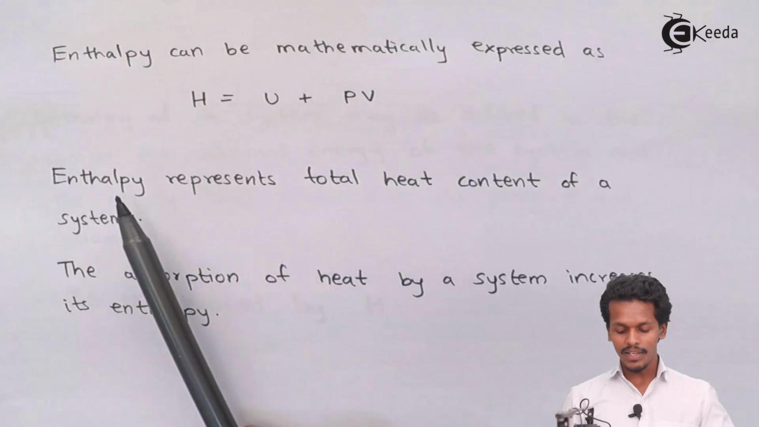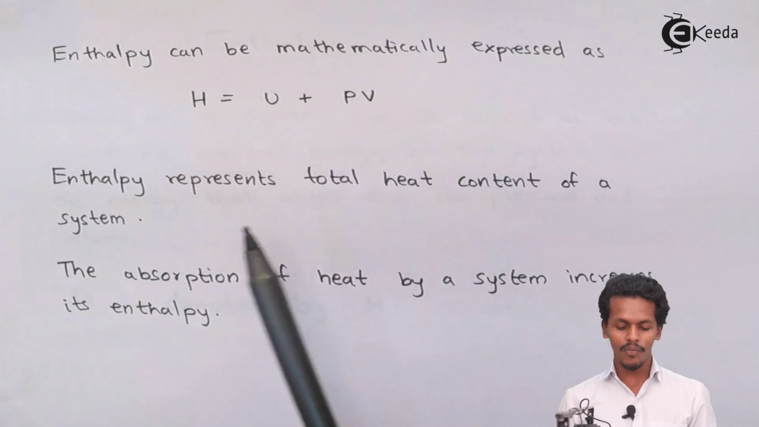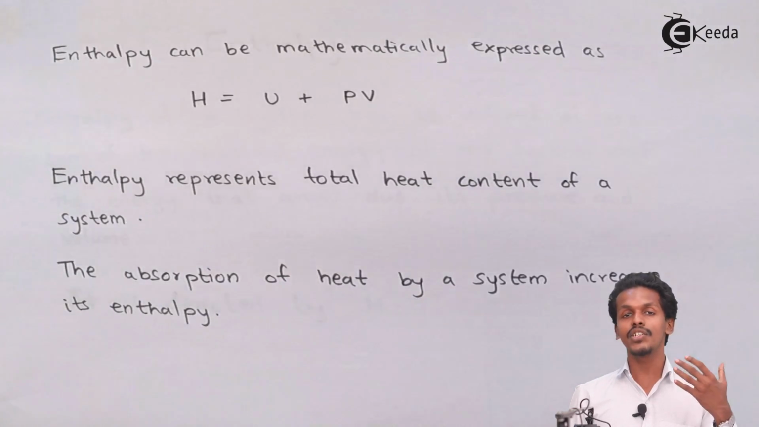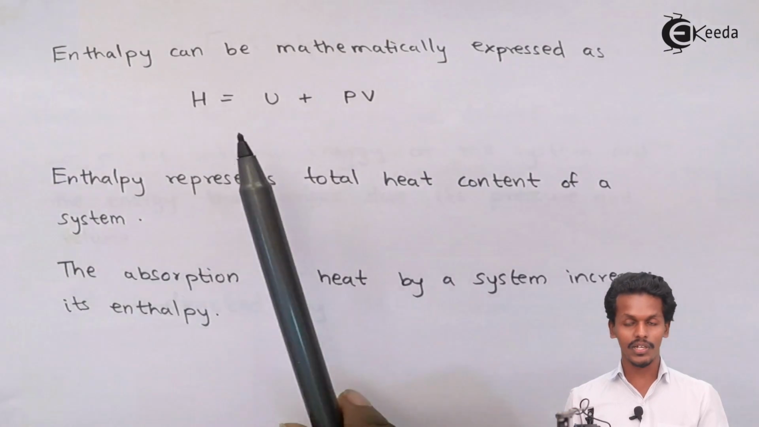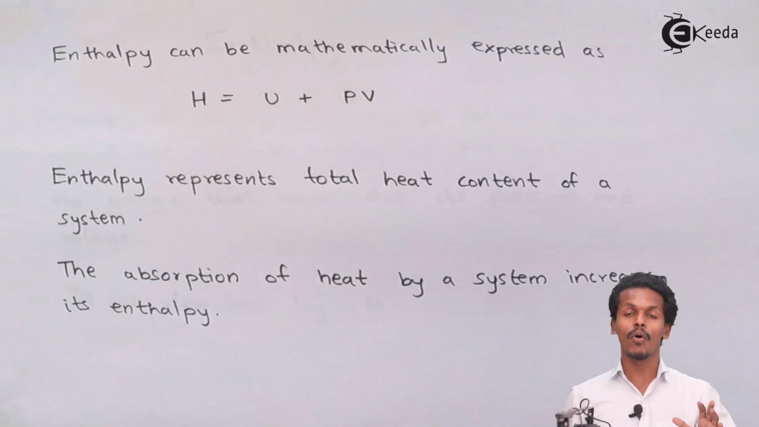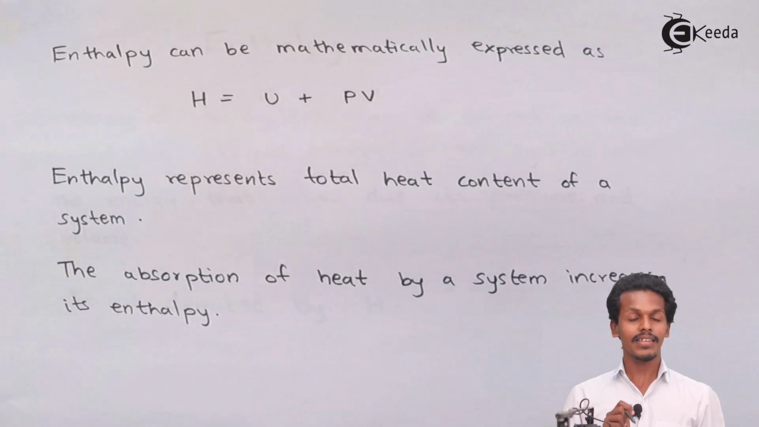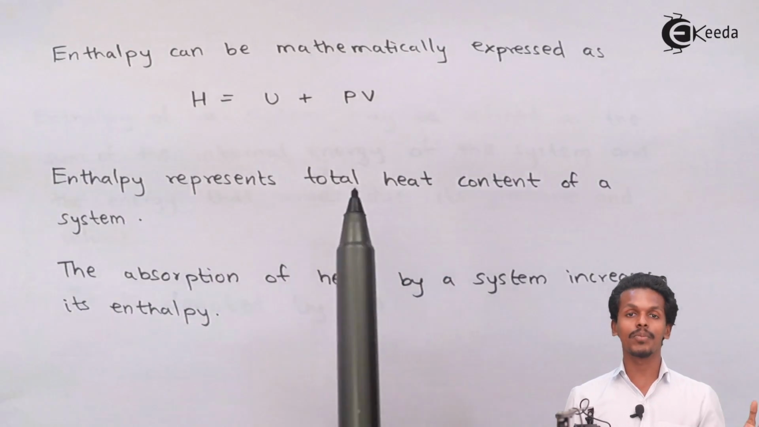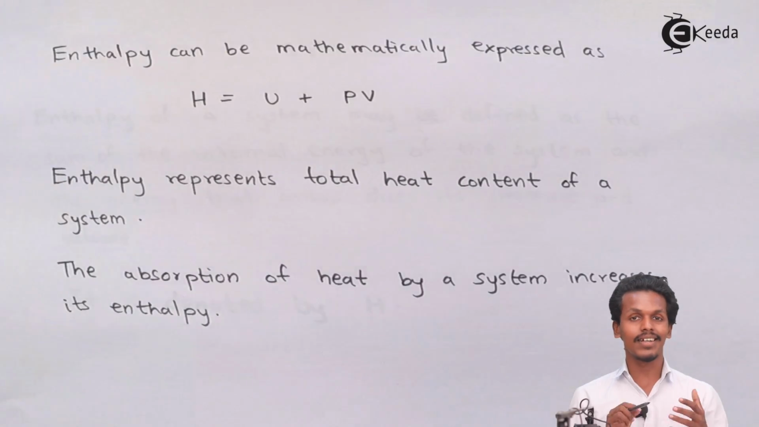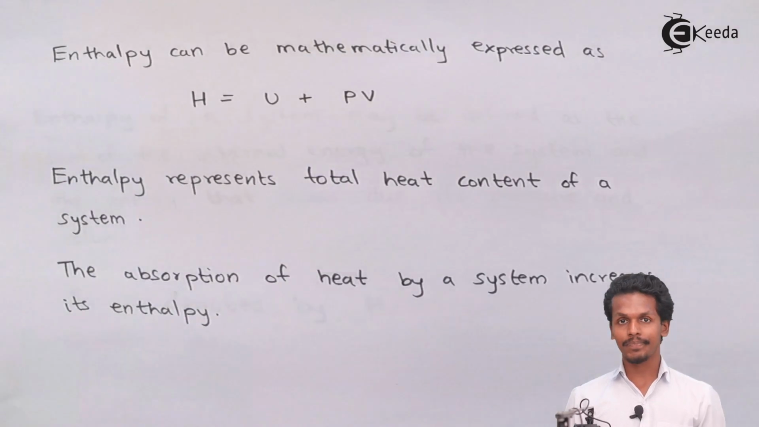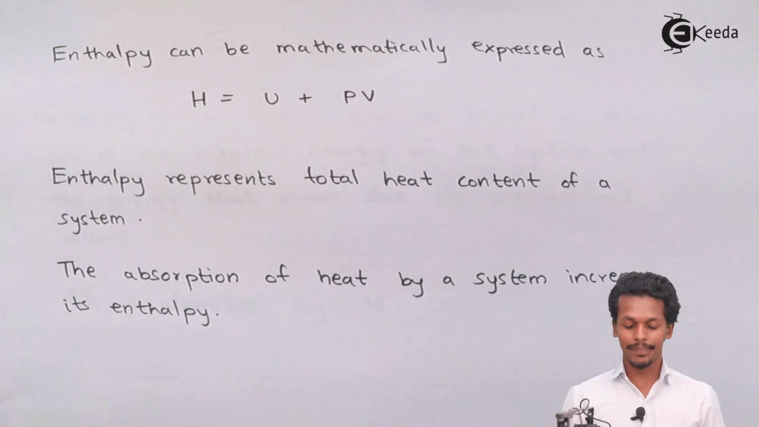So enthalpy represents the total heat content of a system, meaning how much heat content is present in the system is known as enthalpy. Because we initially learned that internal energy is the sum of all kinds of energy present in the system, but enthalpy is internal energy as well as the pressure and volume kind of energy, that is the total heat content of a system.